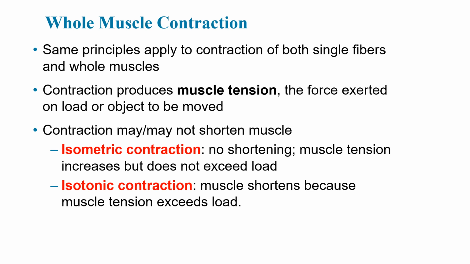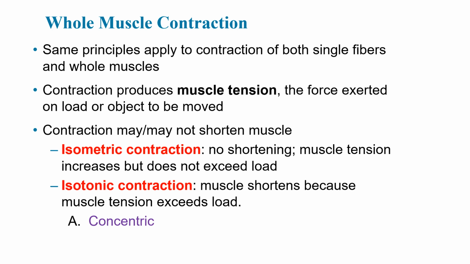But if we're moving something at a constant speed, what's happening is the muscle tension is exceeding the load, and you're firing off the muscle fibers at a constant rate. So same frequency is what isotonic means. The load is moved because the muscle tension has exceeded it, but it's moving at a constant speed, not an acceleration type speed. And there are two types of isotonic contraction.